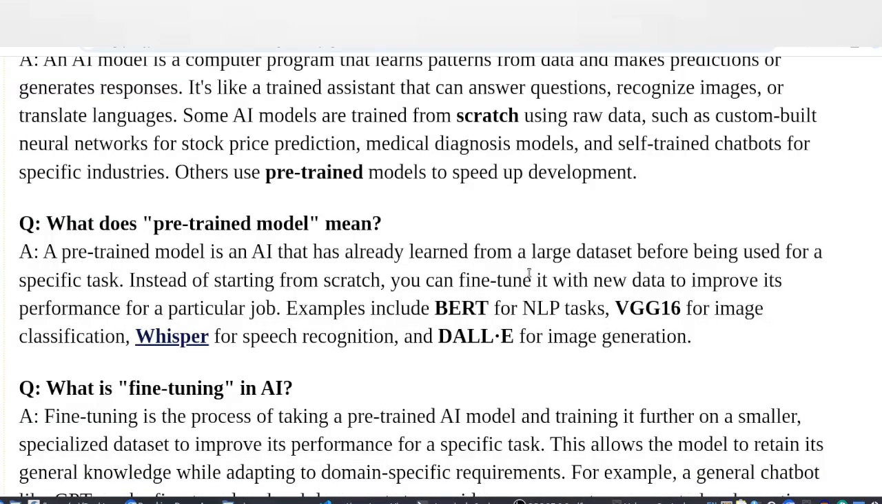So next, pre-trained model. As I said, there are a lot of pre-trained models, like BERT for NLP tasks, natural language processing, Whisper for speech recognition, and DALL-E for image generation. These kinds of pre-trained models are trained with huge data and huge computing power. We need not spend that kind of effort for getting that model. So we can just fine-tune the model for our own requirements, and then we can start using it.